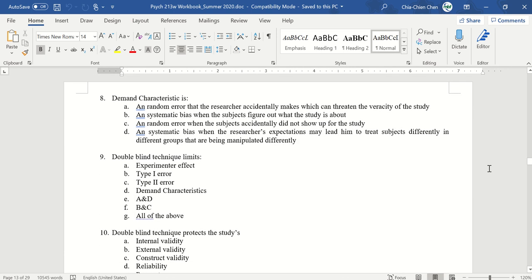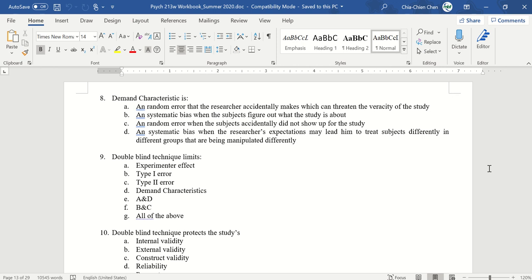Okay, number 8, demand characteristic is, as we said before, something where the subjects figure out what the study is about. So the correct answer is B. Now let's take a look at what the other options are, okay? A is a random error that the researcher accidentally makes, which threatens the veracity of the study. So that's just a random error. A random error is not demand characteristic. So you can see that demand characteristic is systematic. It's not random.